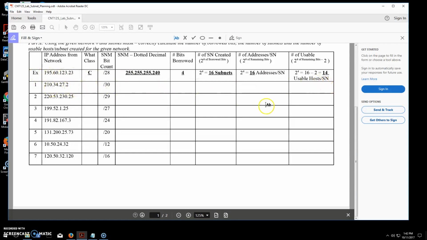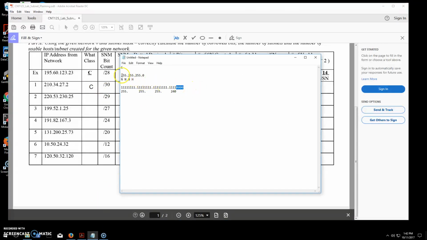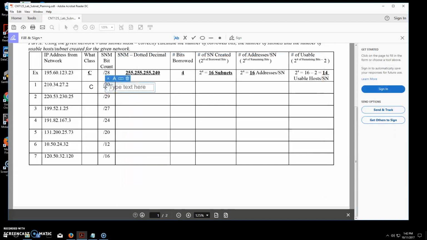We're going to duplicate that on the ones below. So let's do the next one down here. 210 tells me that this is a Class C, so I'll put Class C here. That's a Class C network. Again, I should be thinking default. Up here is my default 255.255.255.0 network host octets. We're given a /30.